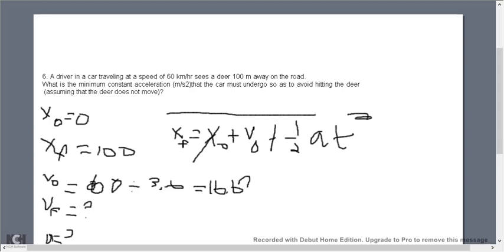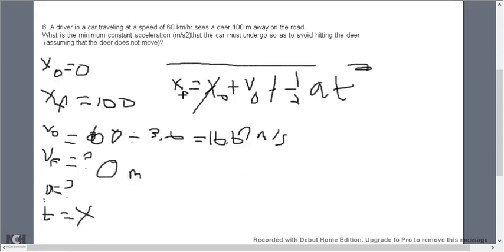16.67 meters per second. We don't want to hit the deer, so we must what? Stop before we get to the deer. What is the minimum acceleration? So it means we're going to be looking for the acceleration. Since we're accelerating, slowing down, we should get a negative answer. Let's see what happens. We don't have a time, so which equations do not have a time? Should be this third one, right? Let's see what we got.